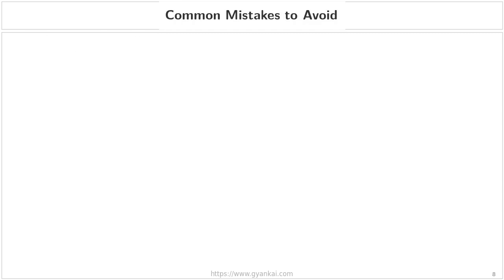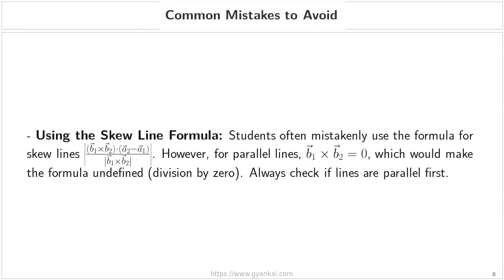Common mistakes to avoid. First, a very important one: avoid using the formula for skew lines. You might remember from previous lessons a formula involving the dot product of the cross product of two different direction vectors, divided by the magnitude of that cross product. Please do not use this here.